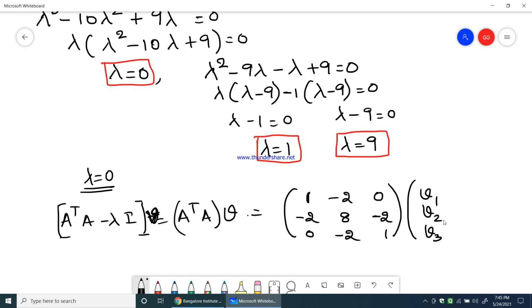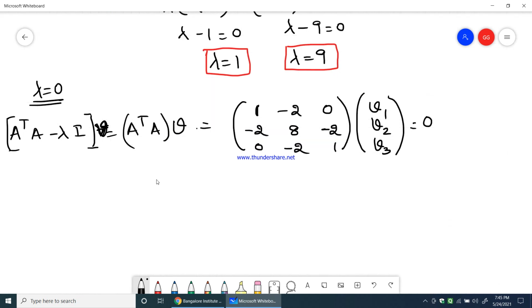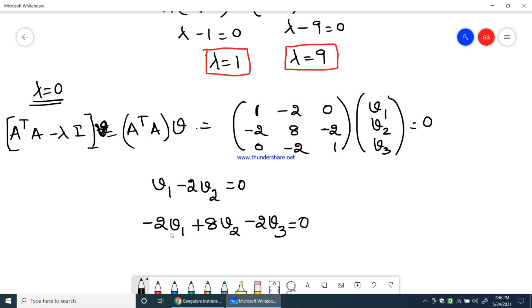Now it is a 3 cross 3 matrix, so we take 3 elements of V, and this is equal to 0. Now we need to do further, so I'll say 1 into V1 minus 2 into V2 equals 0. Then I will say minus 2V1 plus 8V2 minus 2 times V3 equals 0. If I divide this equation by 2, I will get minus V1 plus 4V2 minus V3 equals 0. Last one is minus 2 times V2 plus V3 equals 0.